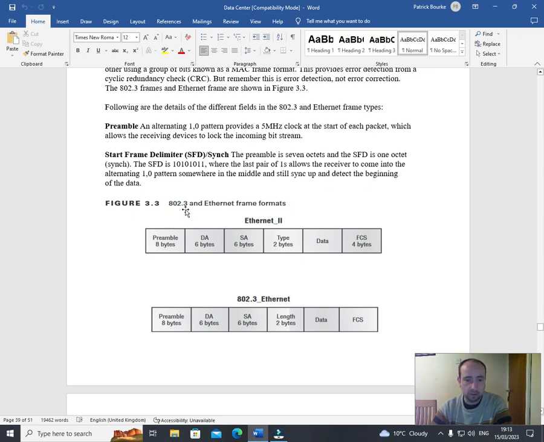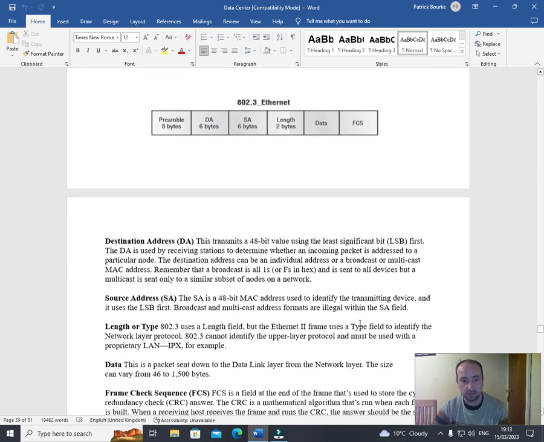Figure 3.3. 802.3 and Ethernet frame formats: preamble 8 bytes, DA 6 bytes, SA 6 bytes, type 2 bytes, data, FCS 4 bytes; preamble 8 bytes, DA 6 bytes, SA 6 bytes, length 2 bytes, data, FCS.